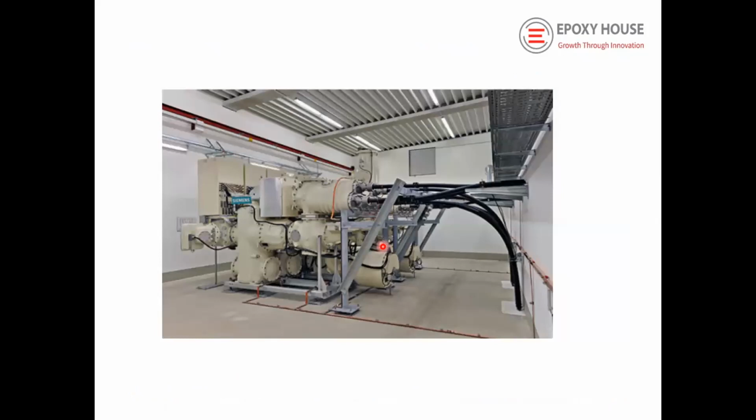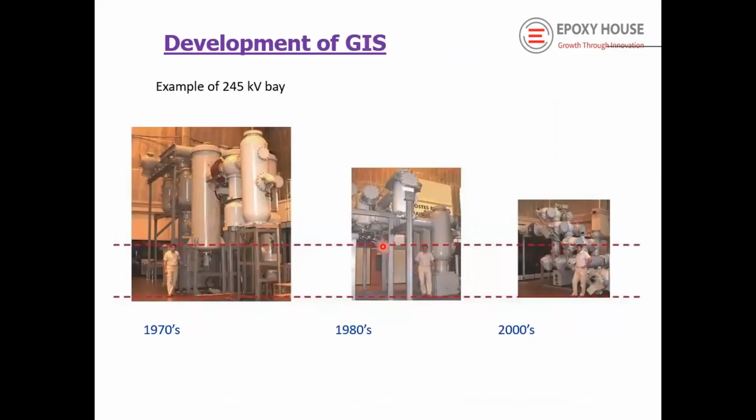These are a few of the samples of three-phase in a single enclosed chamber substation. It's about 145 to 170 kV. People use a 3-phase enclosure. So this is to give an idea of how, over the years, the space has been reduced.